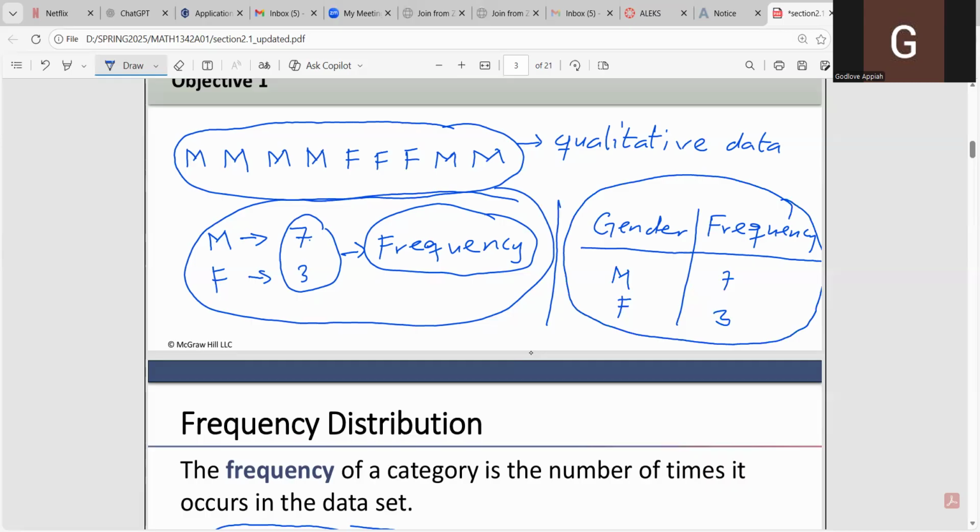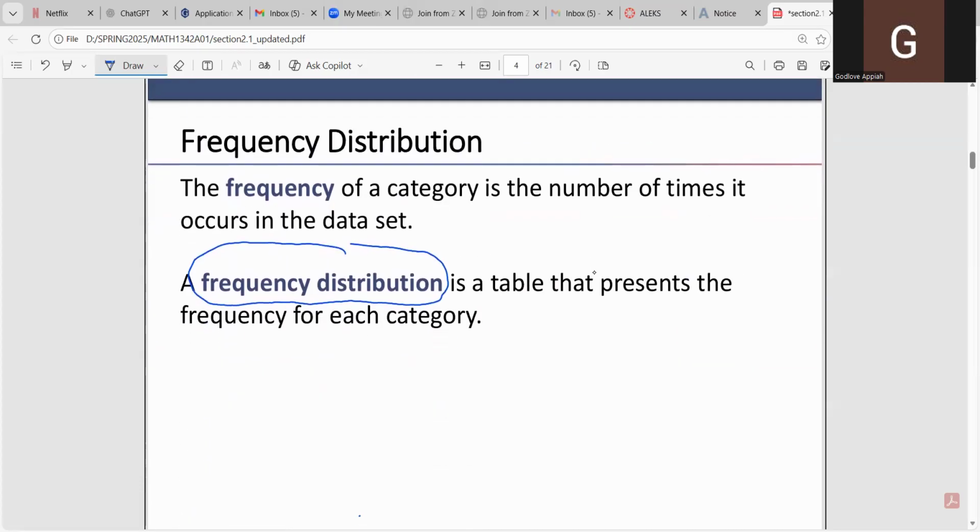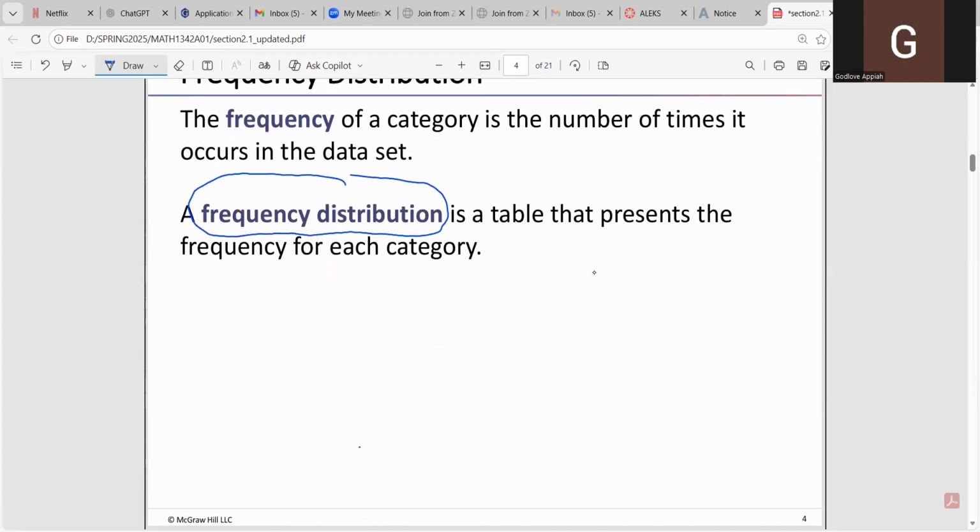Is that clear? If you have any questions, feel free to type your question in the chat, or you can unmute yourself to ask your question. Okay? All right. So that is a frequency distribution. Like I said, it presents the different categories of a qualitative data with their respective frequencies.